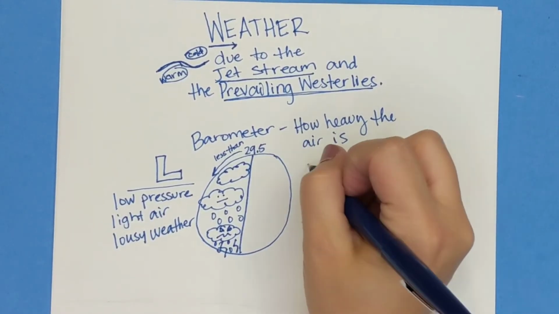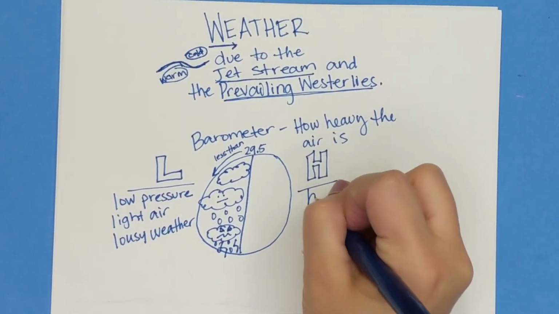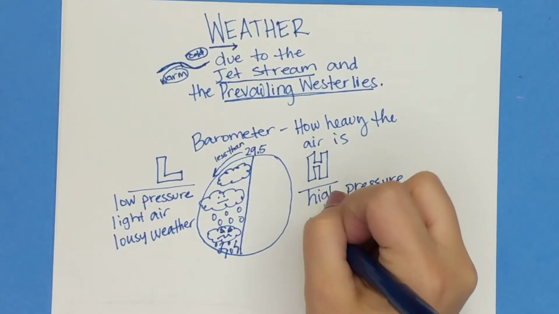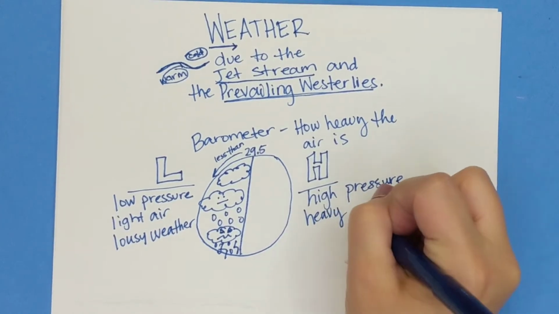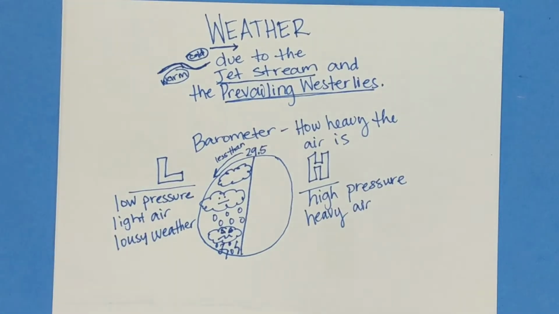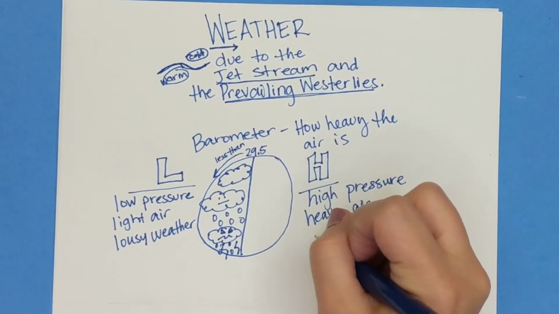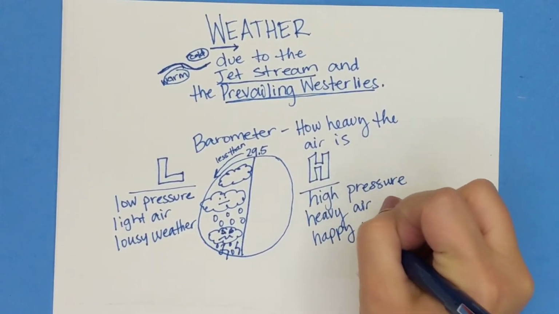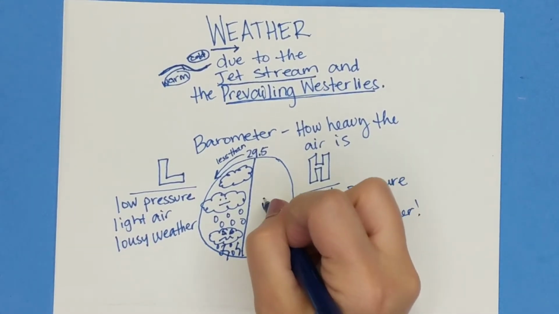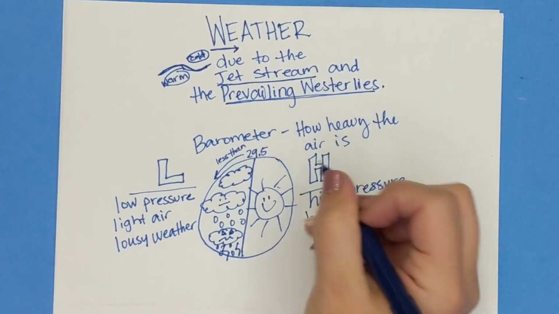And on the right side of the barometer, we have high pressure. And we know that high pressure is heavy air. The air in the atmosphere is so heavy, it's pushing down on those water molecules and they can't rise. Therefore, we don't have very many clouds when we have high pressure, and that results in happy weather. And happy weather, remember, is sunshine with a happy, happy, happy face.